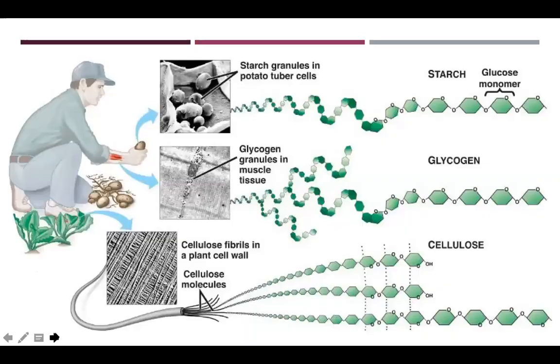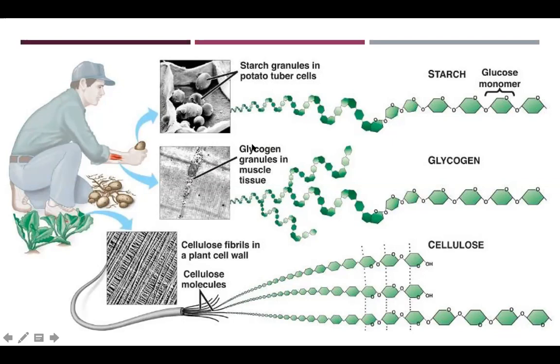Okay, so here might help make a little bit more sense of the polymers for carbohydrates. Here's an example of starch, which we find in potatoes. So here's a polymer of starch. It's this long chain of just glucose monomers. So a bunch of glucose put together.